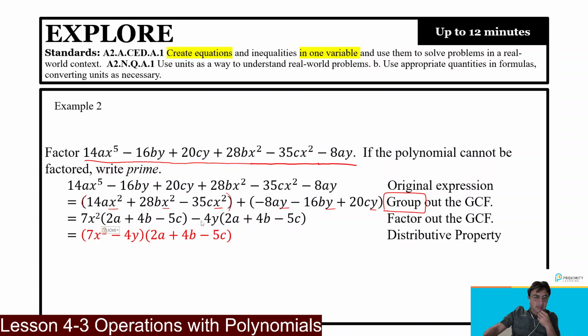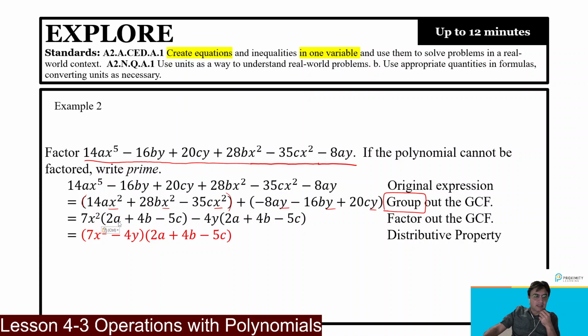Alright, so let's see. Here, what can we take out? We can take out a y. What else can we take out? We can take out a 4 or a minus 4. So minus 4 times 2 gives us minus 8. a times y gives us ay. Minus 4 times 4 gives us minus 16. y times b gives us by. And minus 4 times minus 5 gives us positive 20. y times c gives us cy. And that's how we got all of this.